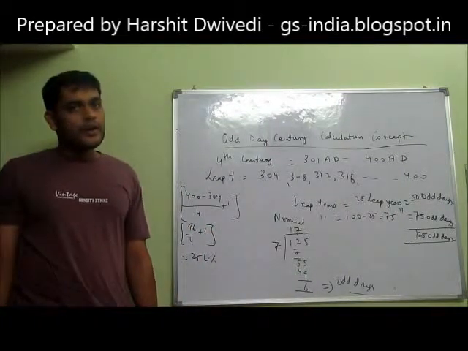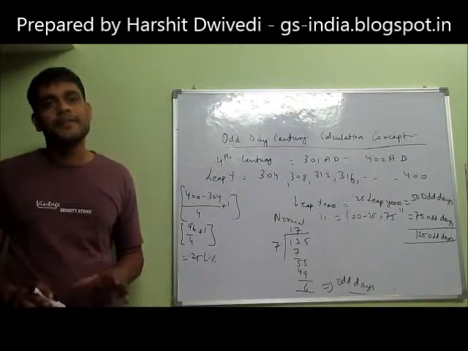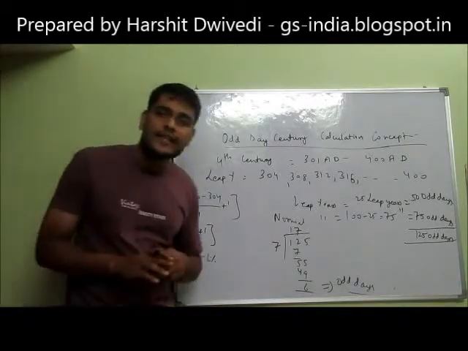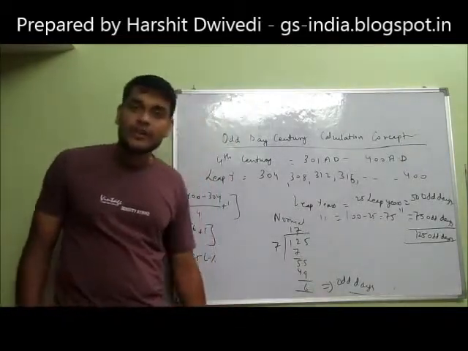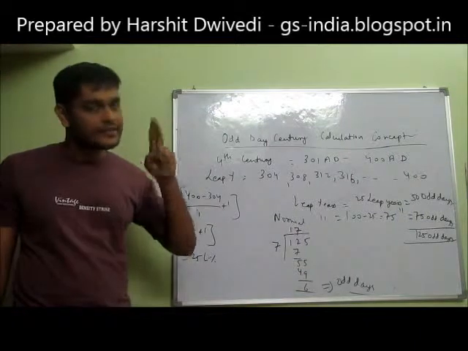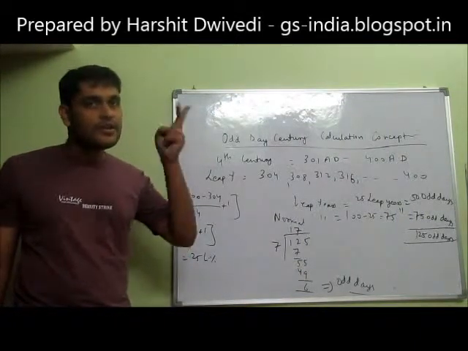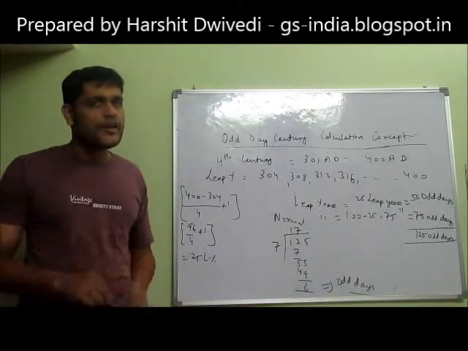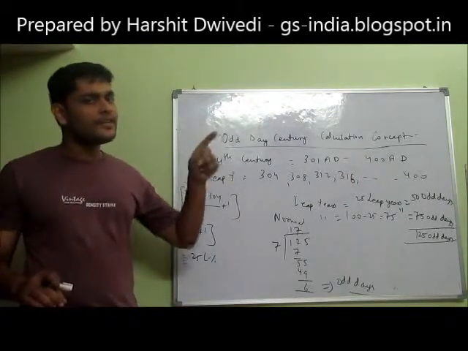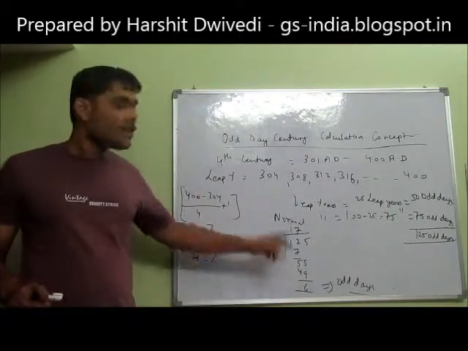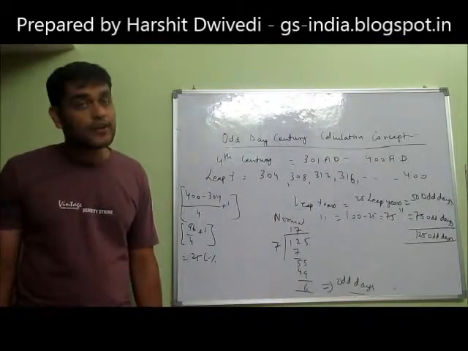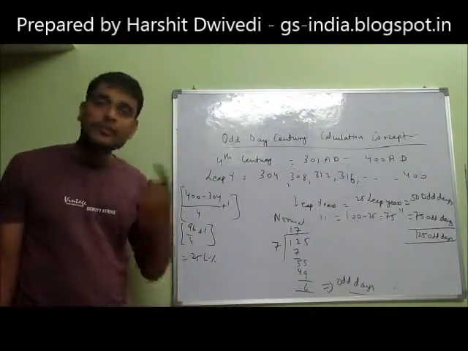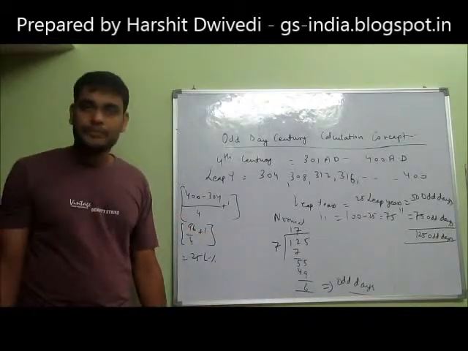That means, in the 4th century, when we divided all the days by 7, we got 6 extra days, not 5. In the 1st, 2nd and 3rd centuries, when I divided the total number of days by 7, I got 5 extra days. But for the 4th century, I got 6 extra days. So please jot it down.